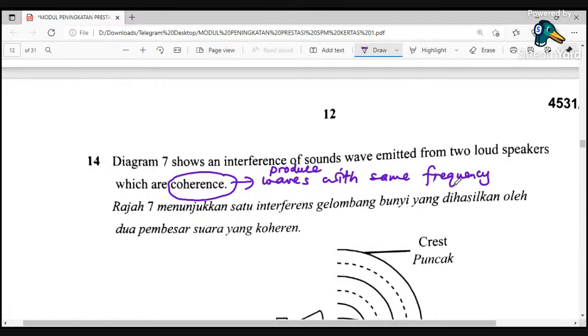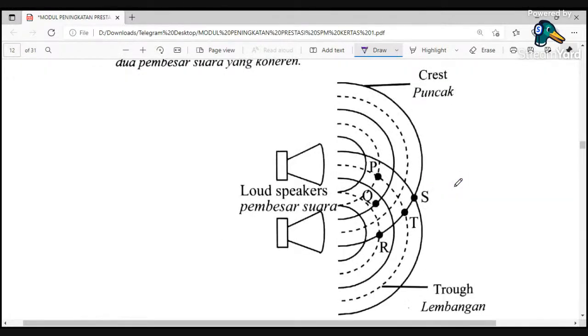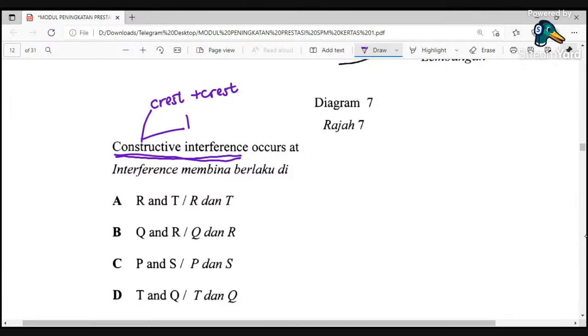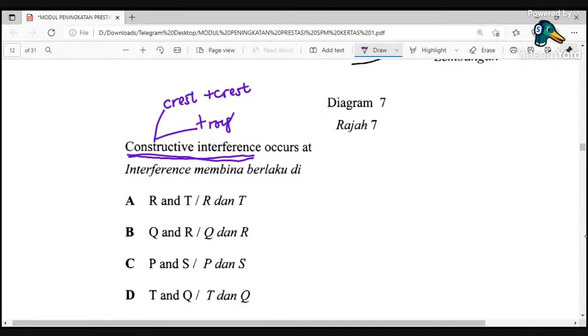Okay, dari sini nampak soalan, constructive interference occur. Apa maksud constructive? Okay, the two wave meet produce the largest or maximum amplitude. Okay, macam mana nak hasilkan constructive? Ada dua cara. Means crest meets crest, ataupun trough meets trough. Okay, so you akan dapat dia punya constructive interference.